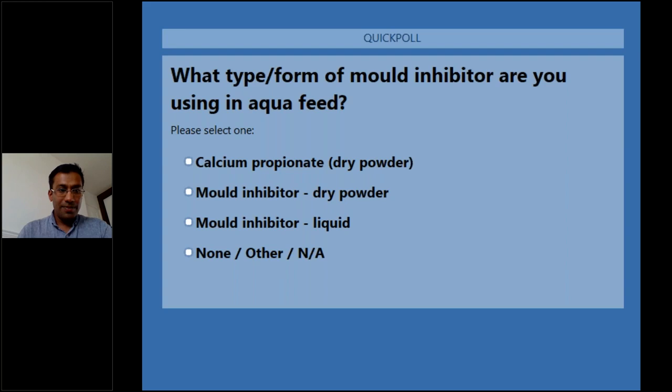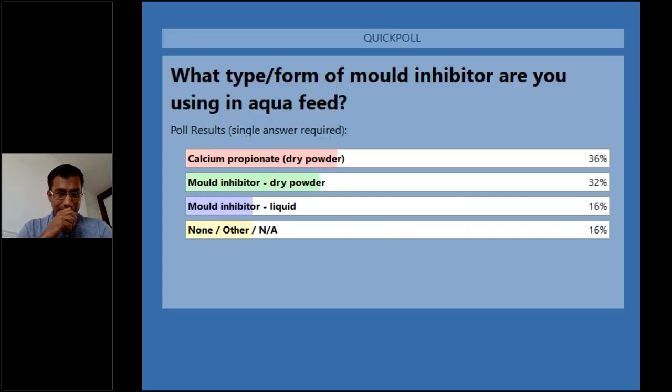I see people are voting. Very good. Very active group that we have today. There are still votes coming in. Just going to give it a few more seconds. There you go. It's going to close. And here you can see the results.